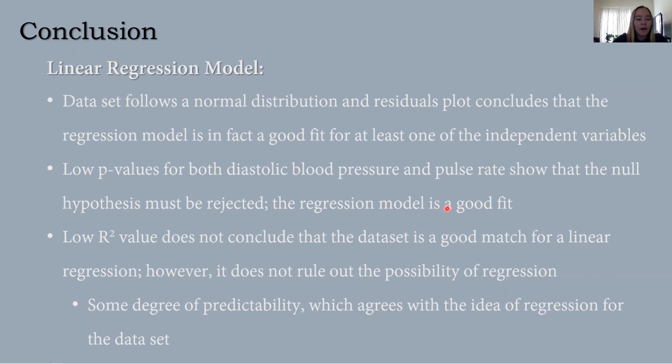So we had a low R-squared value, but this does not conclude that the data set is a bad match for a linear regression. It does not rule out the possibility of regression. So there is some degree of predictability which agrees with the idea of regression for the data set.